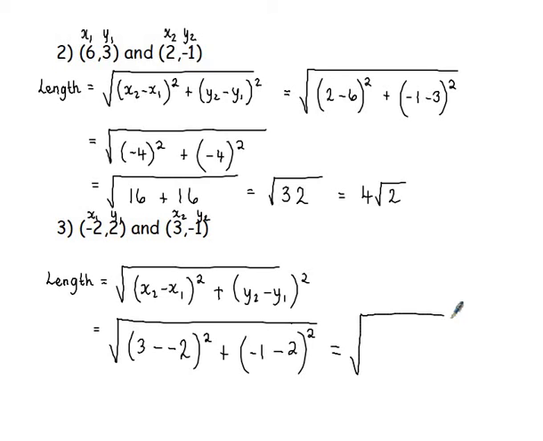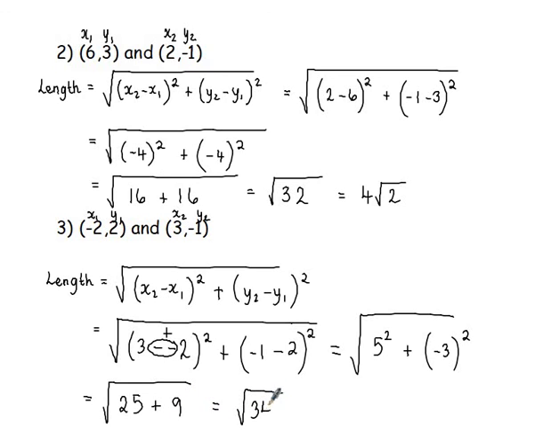This gives us, so 3 minus minus 2, so minus and minus makes a plus, so we have 5 squared plus, and then minus 1 minus 2 gives you minus 3 squared. So this gives you the square root of 5 squared, which is 25, plus minus 3 squared, minus 3 times minus 3, 9, which gives you root 34. And if we put that into our calculator, root 34 doesn't simplify, so that is your answer.